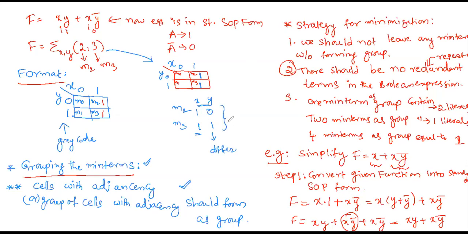So 1 bit change between M2 and M3. One bit is changed, so we can form these two as a group. I am forming these two as a group.